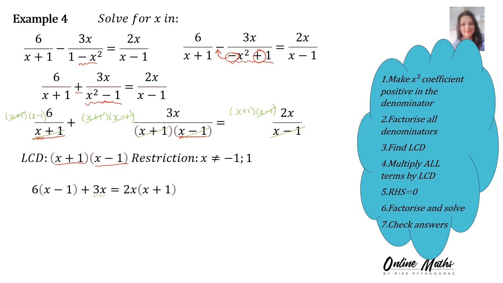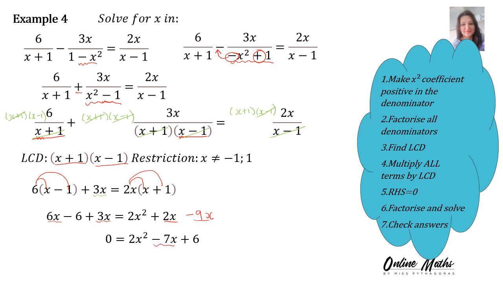Then in the next step, I'm going to multiply in the 6 here. So it's 6x minus 6 plus 3x, and on the right-hand side, it becomes 2x squared plus 2x. Now, the next step, make the right-hand side equal to 0. So with that, I mean you will add 6x plus 3x, it's 9x, and then when it walks across, it becomes minus 9x, and then 2x minus 9x is negative 7x, and then the negative 6 will walk across and it becomes plus 6.